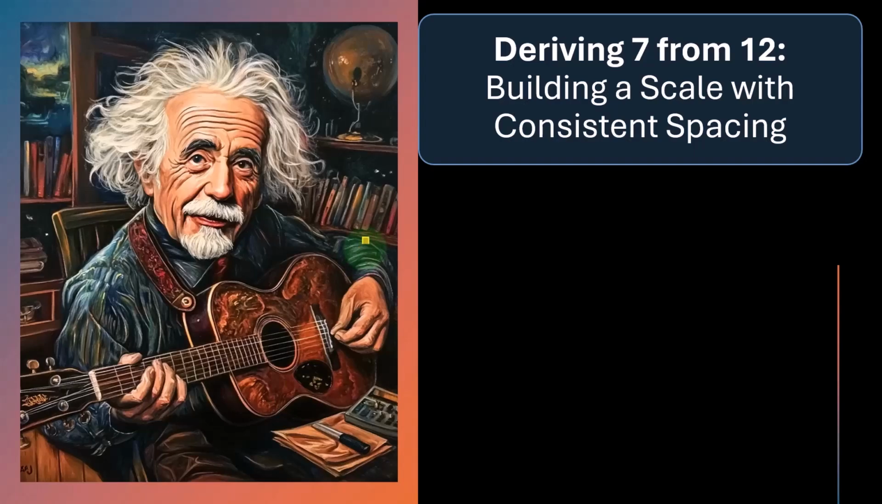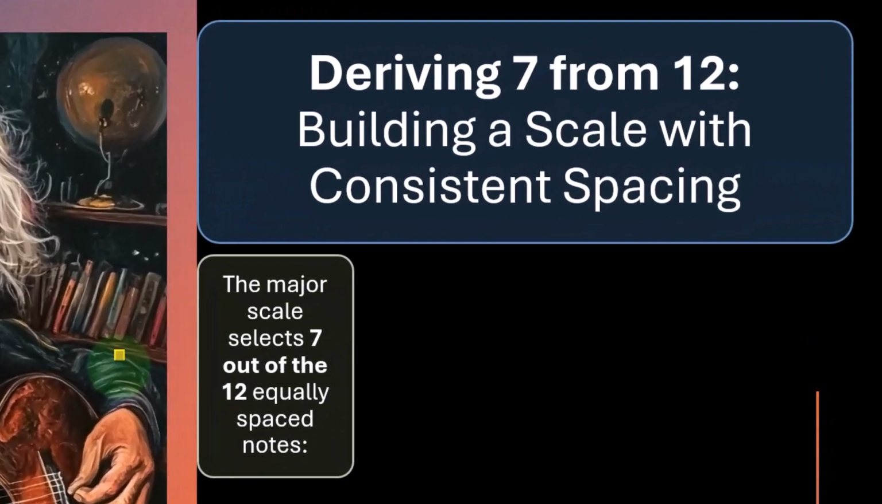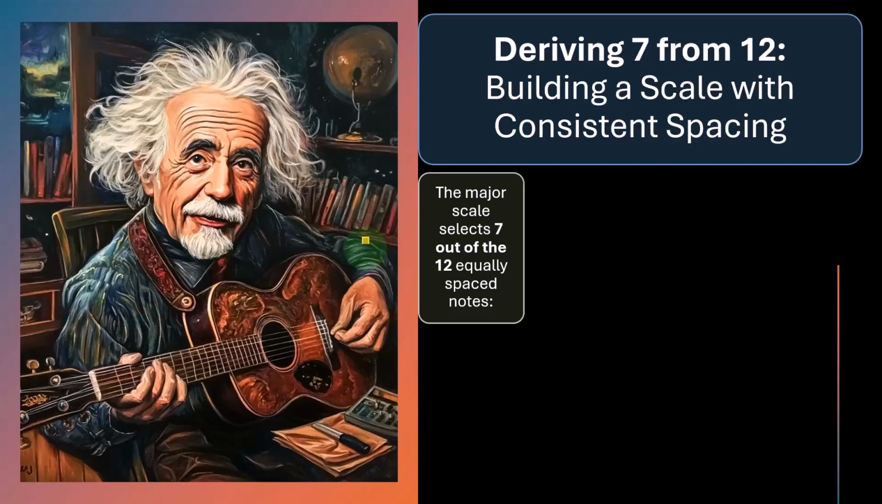I won't get into deriving 7 from 12. So, building a scale with consistent spacing. Now you've got the major scale selecting 7 out of 12 equally spaced notes. So now we've got all the parts on the table using our analogy. Now I can measure in hertz. I can use the ratios.